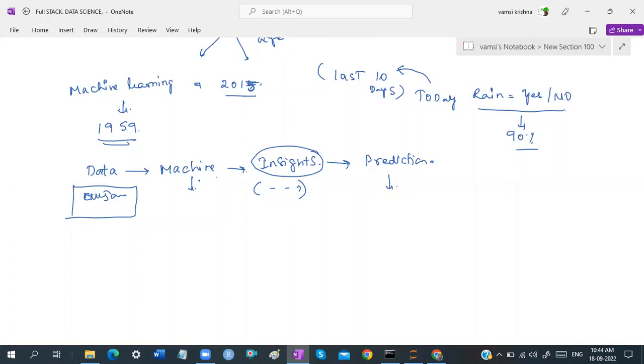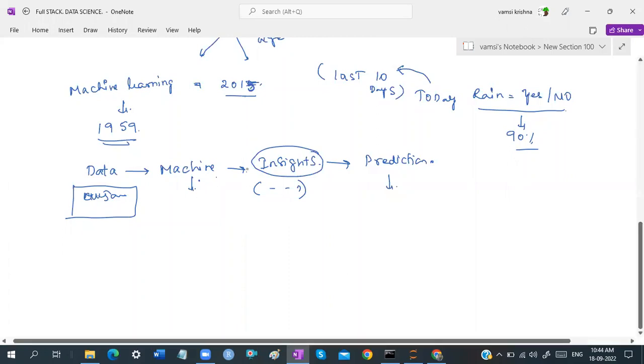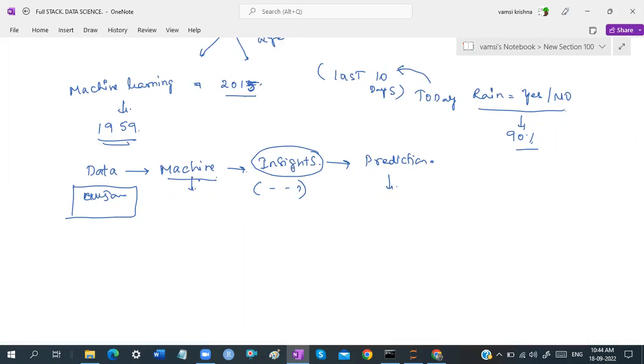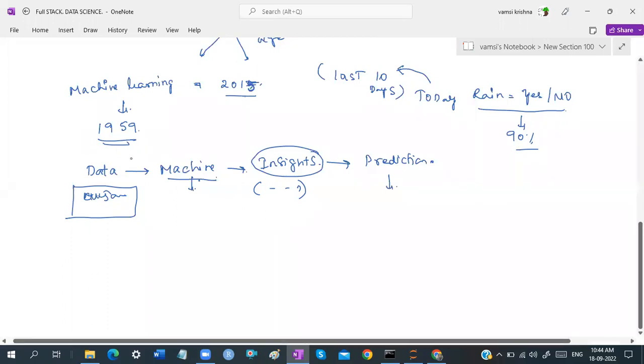But don't expect that, if data is given to the machine and the machine gives insights that are used for prediction, then what is our work here? Don't think that the data is directly given to the machine. There is a machine learning expert. Which data should be given to the machine and which data should not be given to the machine is decided by an ML expert. In between, there is an ML expert.